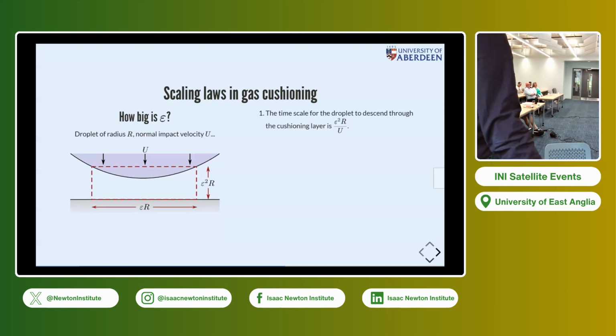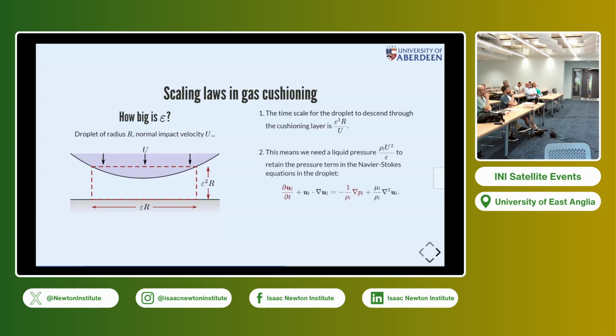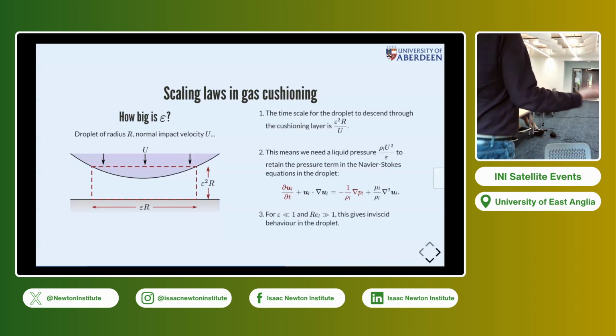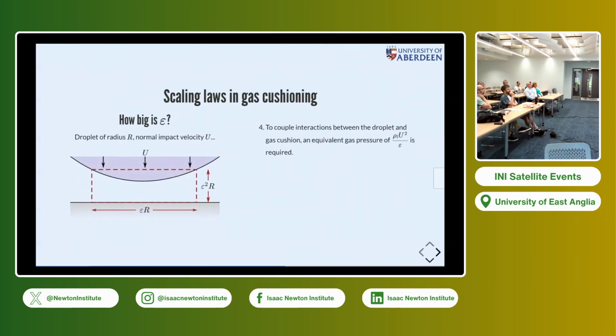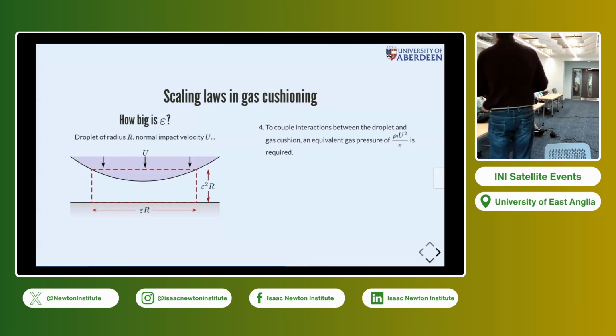And in order to maintain anything else in the problem, the next biggest term in the droplet is the pressure scale, so that defines the pressure scale I need to achieve in the droplet in order to maintain that leading order. Then, providing epsilon is small and the Reynolds number is large respectively, I end up with essentially the linearized Euler equations in the droplet. Now, I want to couple this to the gas film, and therefore I have to achieve an equivalent magnitude pressure in the gas film, except now my gas film has a small aspect ratio. I'm in lubrication territory here.